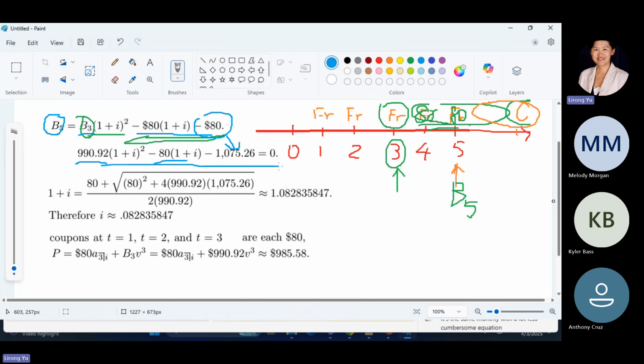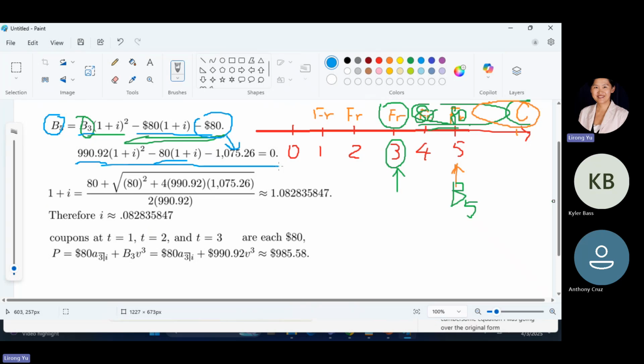I was going over the original formula for B3 and B5 and tried to check the relation. The final equation is very similar in format. Any question? Were you okay? All right, so then we solve for the I. Once we finish identifying the I, the rest is the price, which is calculated here.